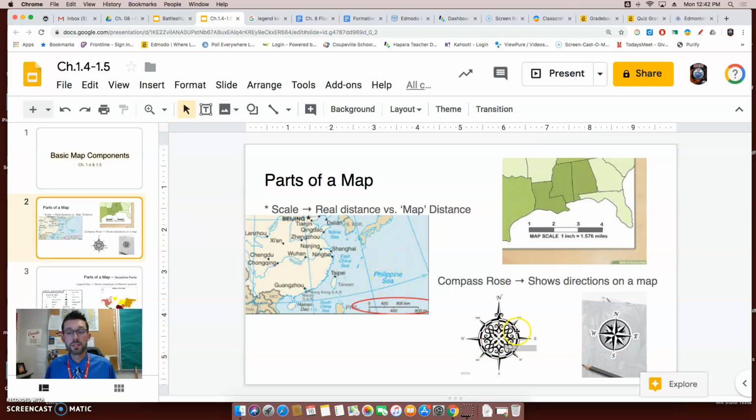The compass rose shows us direction on the map. Now a compass rose can just show north, east, south, and west, or it can also show us what directions are between. What direction is between north and east? Well, that's northeast. What directions between east and south? Well, that's southeast. How about this? What directions between south and west? How about you whisper it? I think I heard you whisper it. I hope you did.